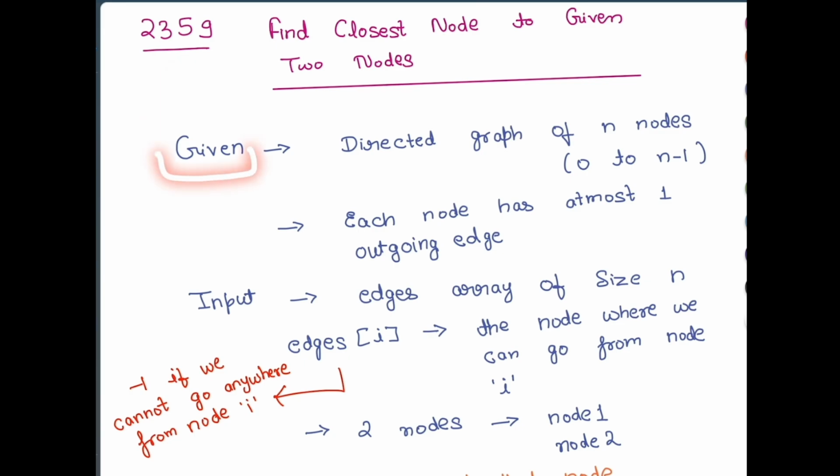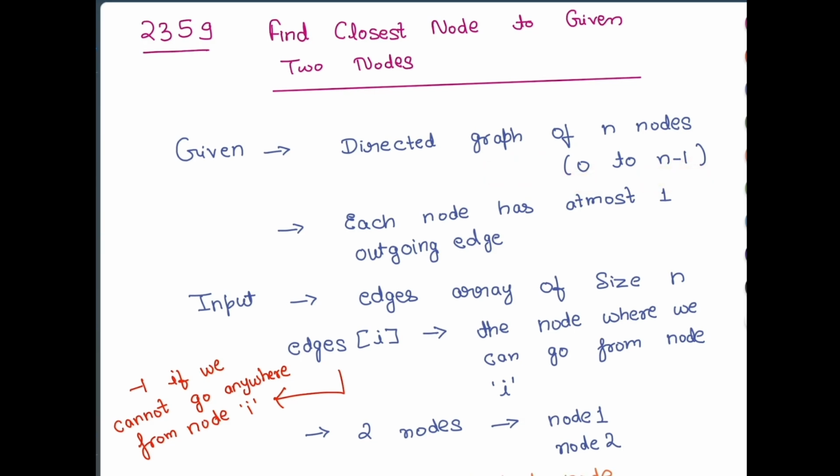In the problem, what's given is a directed graph which has n nodes. So there is a graph which is directed, which has n number of nodes, and let's call them 0 to n minus 1. These are your nodes. Every node in your graph has at most one outgoing edge.